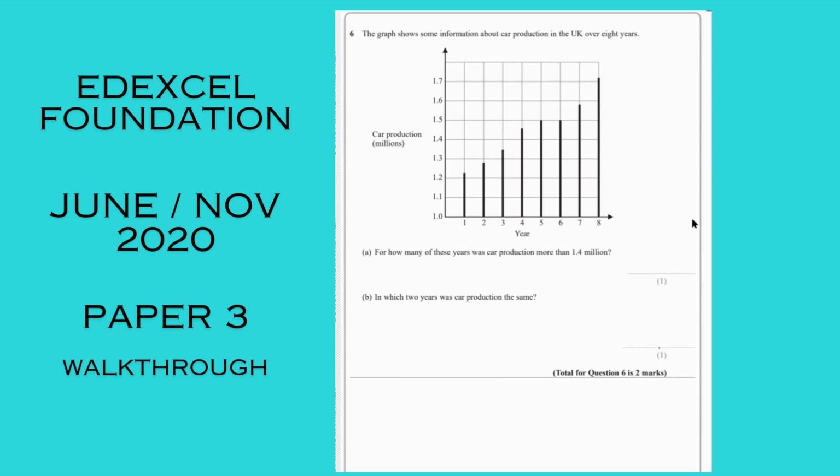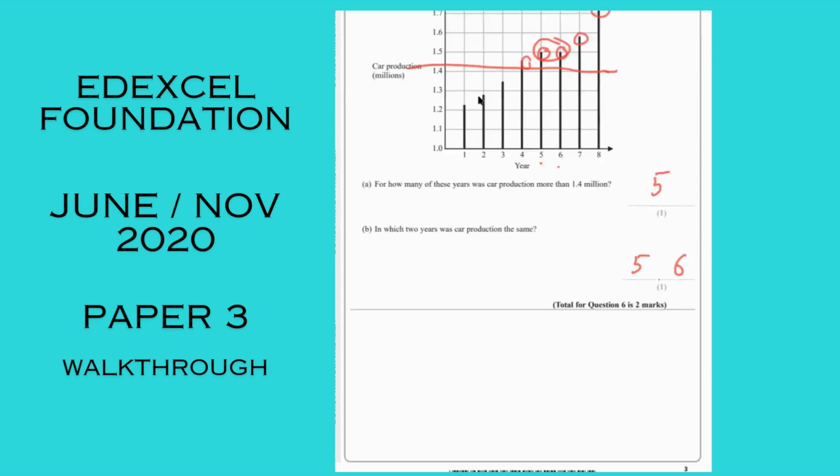Onto this bar line graph. So where's 1.4 million? It's here. So how many are above it? There's 5 above, if I wanted to draw a line on. In which 2 years are they the same? I've made a bit of a mess of it, but it's those two. It's year 5 and year 6.